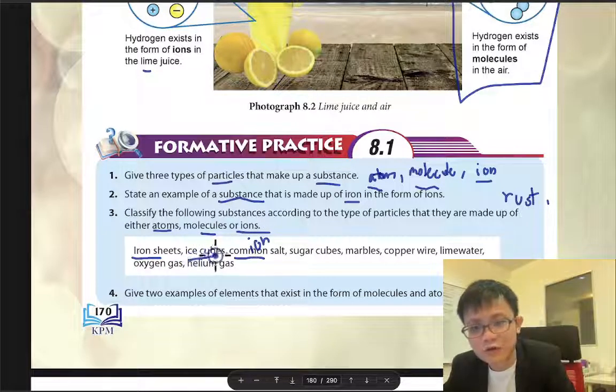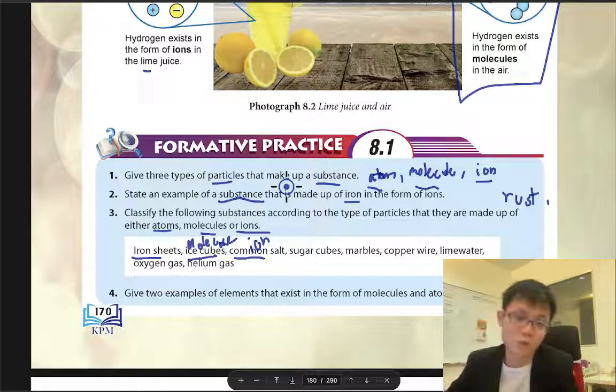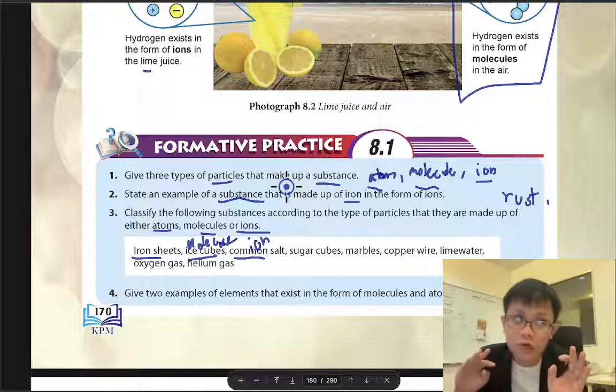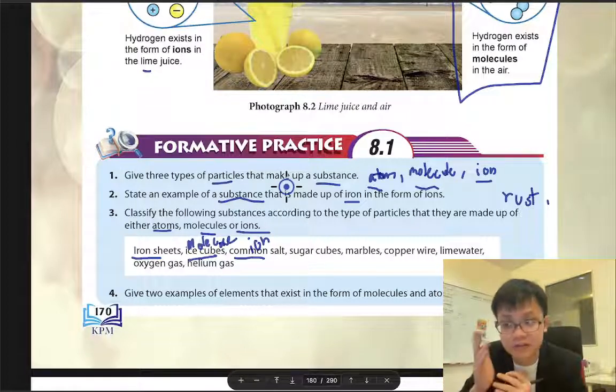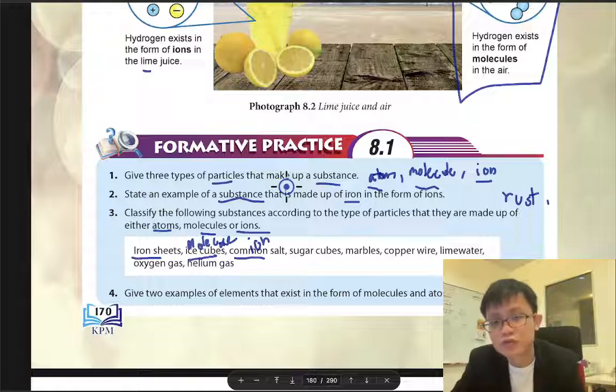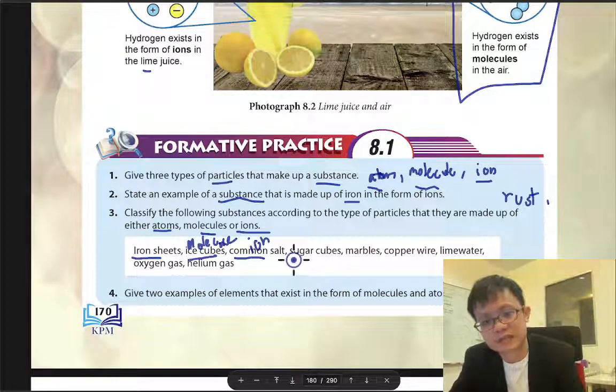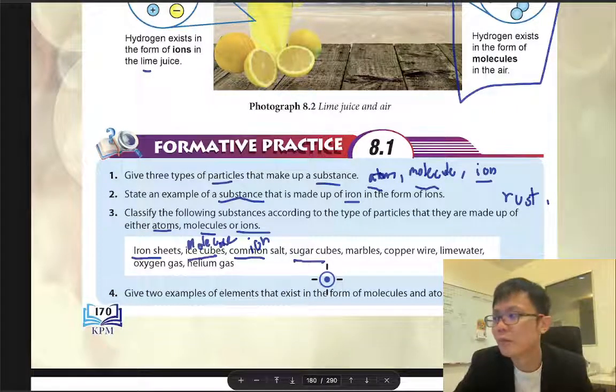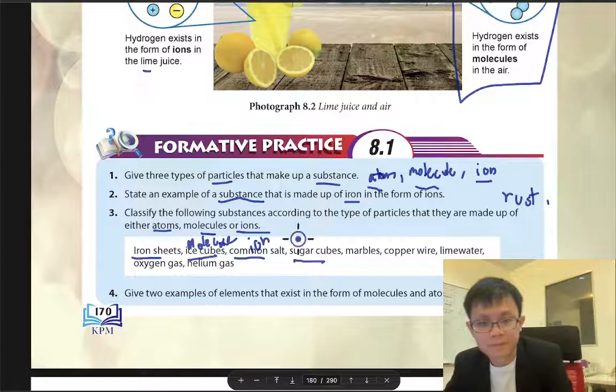Ice cube is made up from water. So what does water mean? Water is molecule. Correct or not? Because water is a combination of different types of atom, H2O. So got 2 different types of atom, hydrogen and oxygen, and so it's molecule. Sugar, just in case you don't know, is C6H12O6. So it is also molecule.